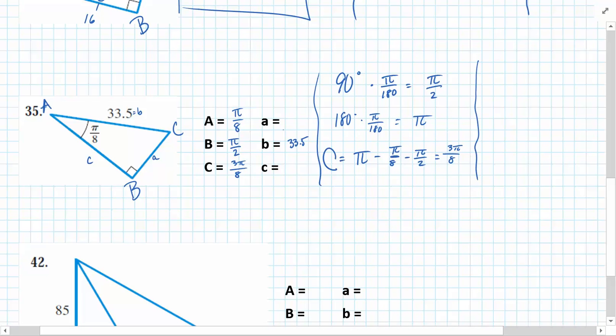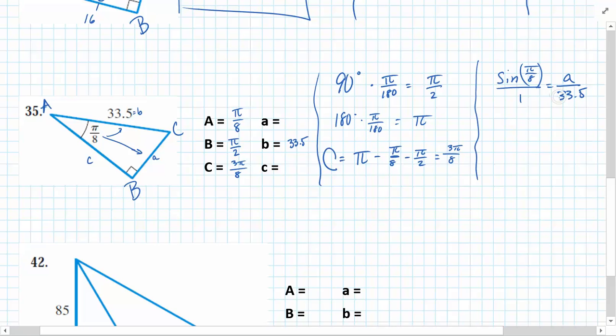We need to next calculate our missing side length. So we'll calculate side length A first. Now, based on the given information, I have an opposite side length here and a hypotenuse. So the rule that utilizes opposite and hypotenuse is sine. So I'll use sine of pi divided by 8 must be equal to A divided by 33.5. Now again, I can set up a proportion here. If I have these two written as a proportion, let's make it stand out a little bit more obvious here. A divided by 33.5.